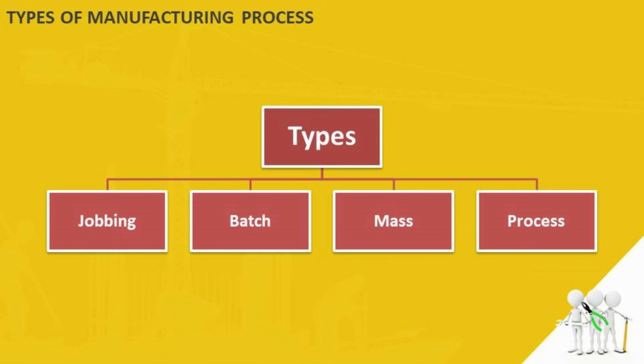Then we have the process type manufacturing process. This is used to produce products which need a particular process or a definite set of sequences of operations, let's say for example petroleum. In this, the production run is conducted for an indefinite time period.